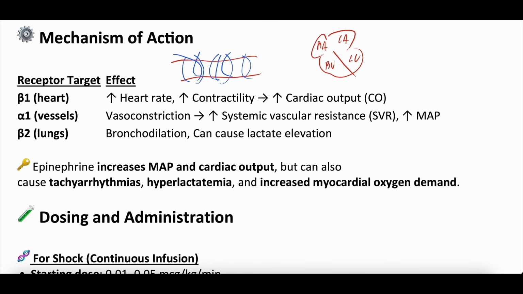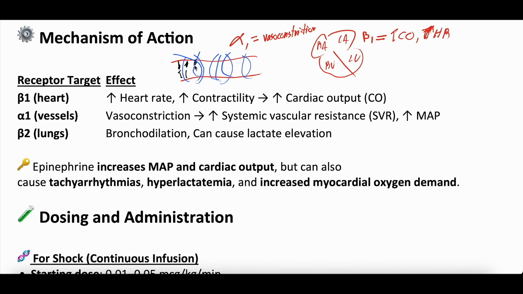So epinephrine works on the beta-1 receptor. Beta-1 is a receptor in the heart that increases contractility and increases heart rate. So it has inotropic effects, which is an increase in contractility, and it has chronotropic effects, which is an increase in heart rate. Whereas the blood vessels have alpha-1 receptors, and alpha-1 causes vasoconstriction of the blood vessels in that smooth muscle. So it vasoconstricts.